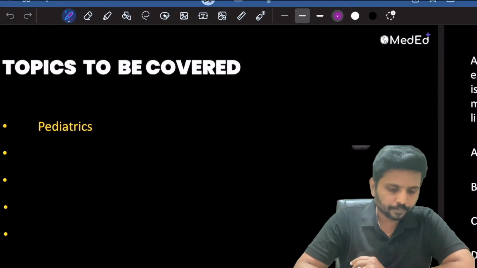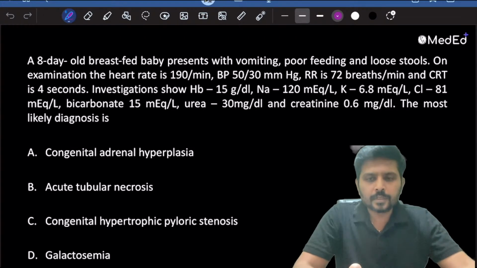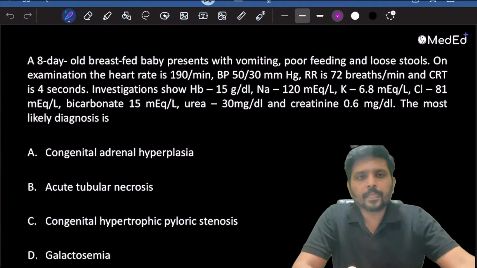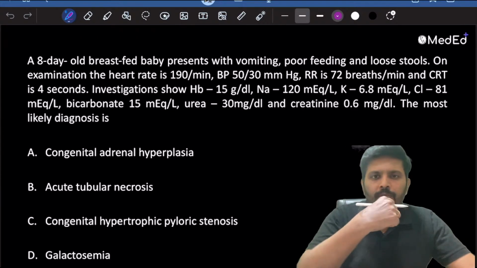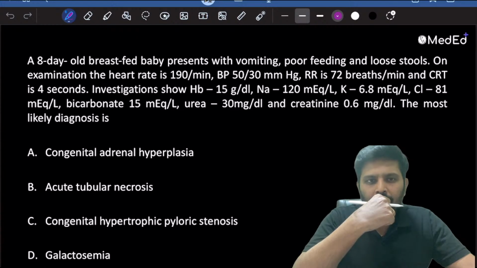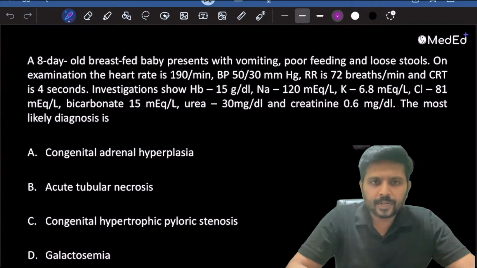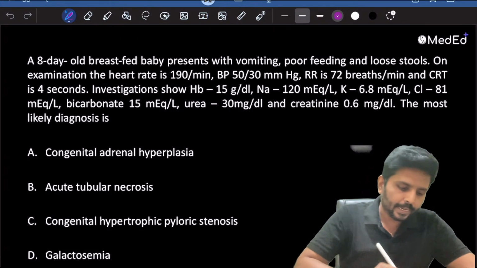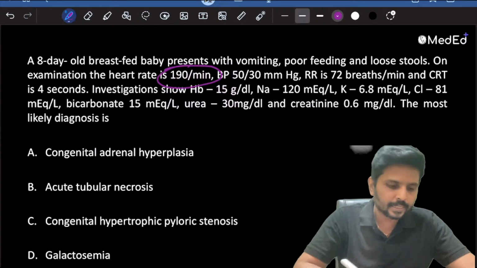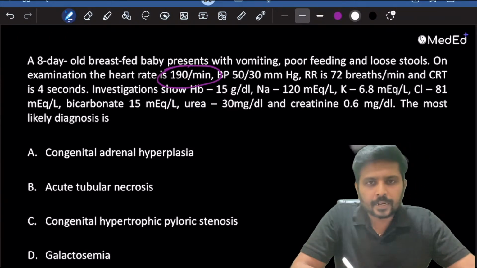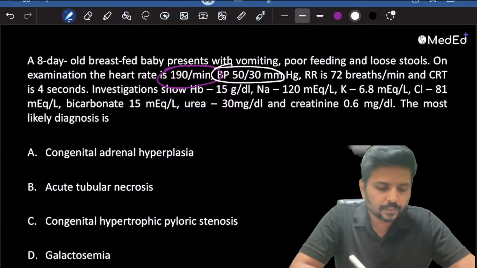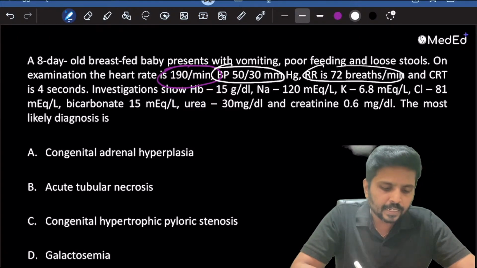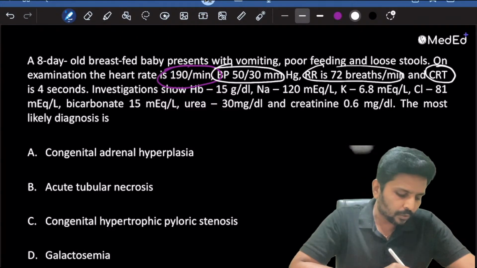Right, look at this. The first question is this one. An 8-day-old breastfed baby presents with vomiting, poor feeding, and loose stools. On examination, the heart rate is 190 per minute. It means the heart rate is increased. BP 50 over 30, so BP is decreased. Respiratory rate is increased and capillary refill time is 4 seconds.